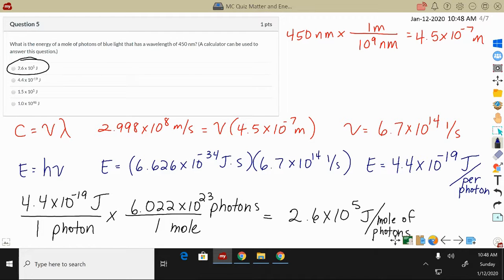This is per mole of photons. And the answers are all in joules, so I didn't have to worry about the joules or kilojoules. All of this is in the packet. All the equations, all the variables, all the constants are in the atomic structure section of the packet.